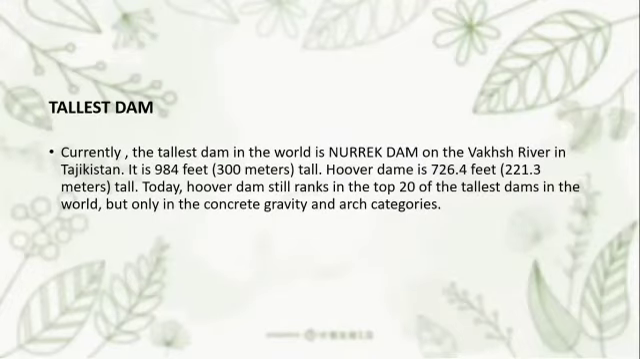Tallest dam. Currently, the tallest dam in the world is Nurek Dam on the Vakhsh River, Tajikistan. It is 984 feet or 300 meters tall. Hoover Dam is 726.4 feet or 221.3 meters tall. Today, Hoover Dam would still rank in the top 20 of the tallest dams in the world, but only in the concrete, gravity, and arch categories.